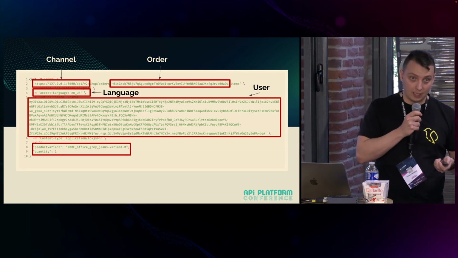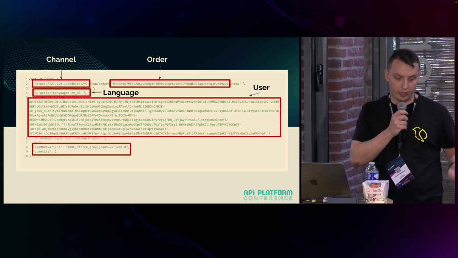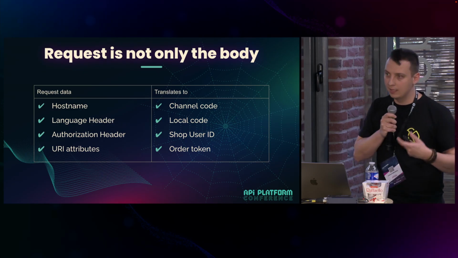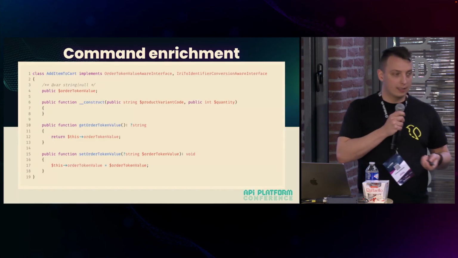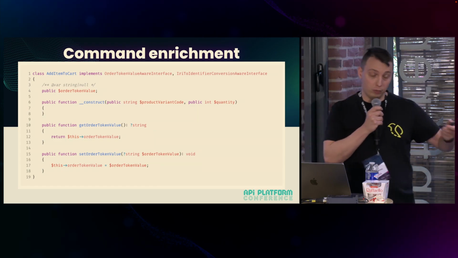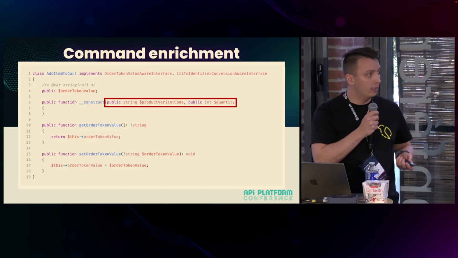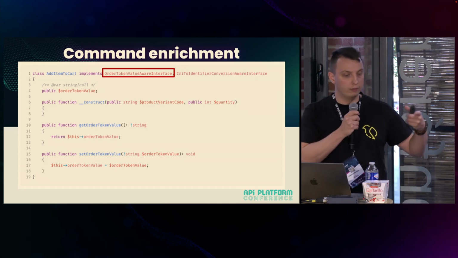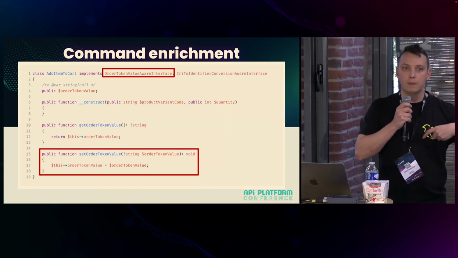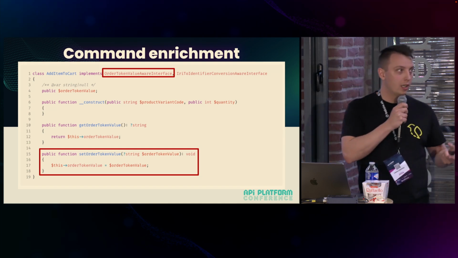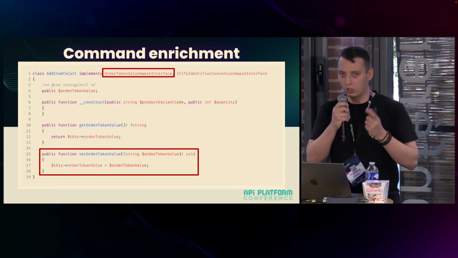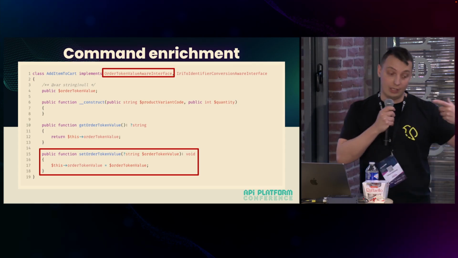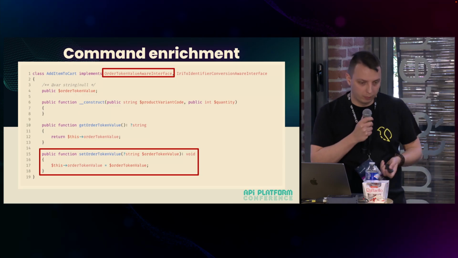Now, the problem is that API Platform by default only translates the body of the request. And because we need a hostname, language header, authorization header, and URI attributes, it's not that simple to just map one-to-one. Therefore, we add something called command enrichment. Before, with Sylius and API Platform 2.7, we wanted these 2 pieces of data from the body, but we also added an additional interface, order token value, which used a setter to enrich the command with an additional value. But that means that, first of all, our commands are not created correctly according to the rules, because they're not fully created based on the constructor. Then we need to enrich them. Without it, they do not contain proper information.